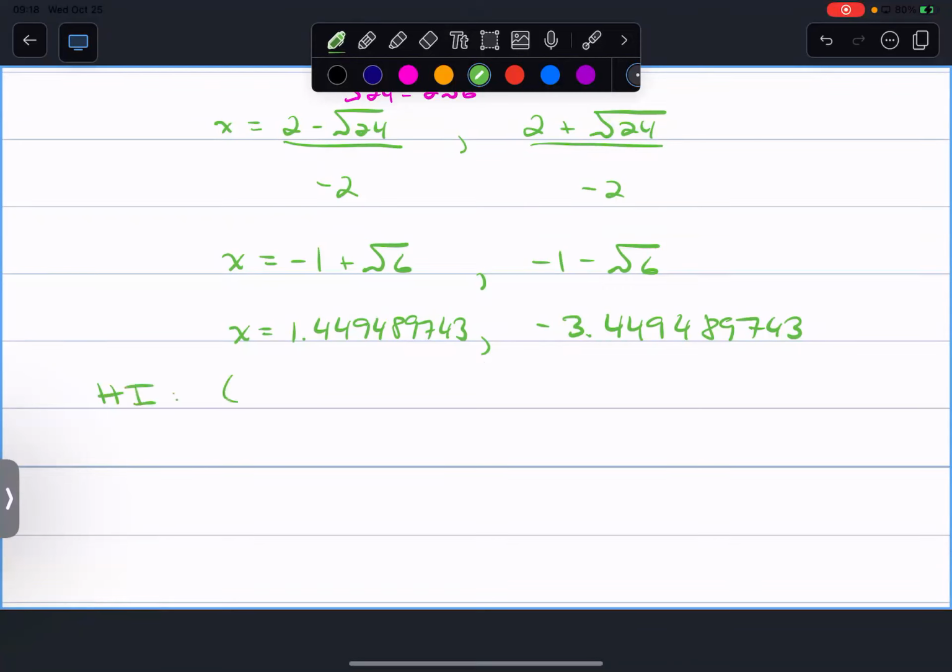Horizontal intercepts at negative 3.450 and 1.45, let's say, 0.